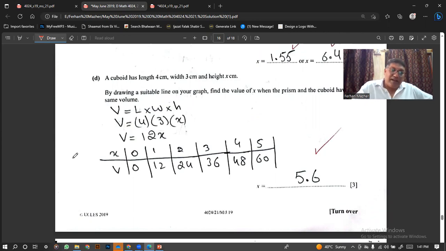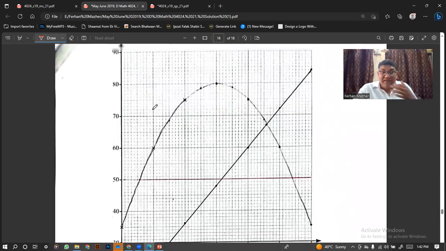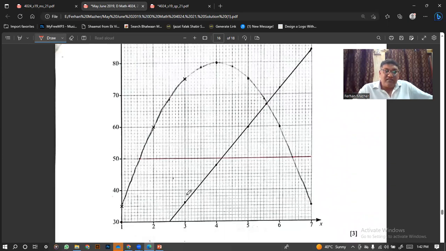When I put 0, I got 0. When I put 1 here, I get 12. When I put 2 here, I get 24. When I put 3, I get 36. When I put 4, I get 48. When I put 5, I get 60. When I put 6, I get 72. When I put 7, I get 84. Then I will plot those points here. You can see I plotted those points here, and I got this straight line.